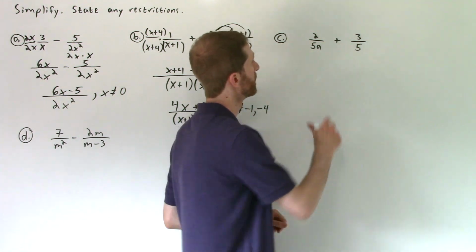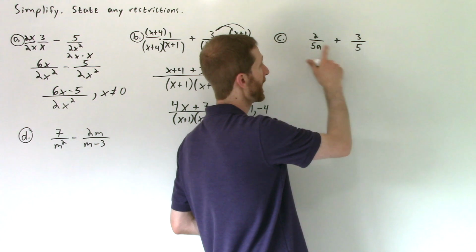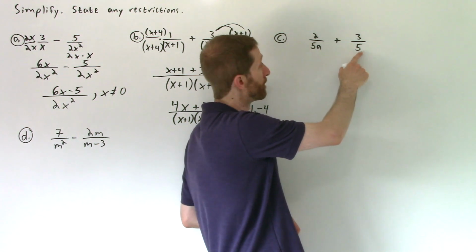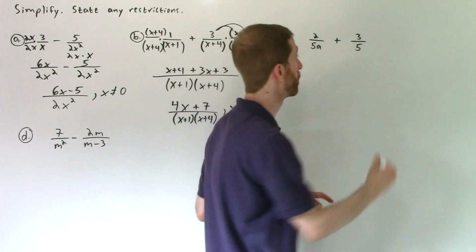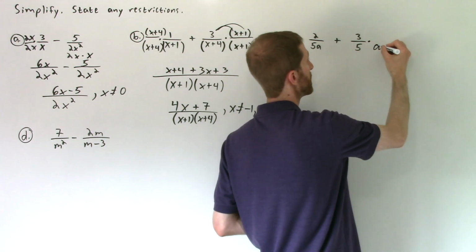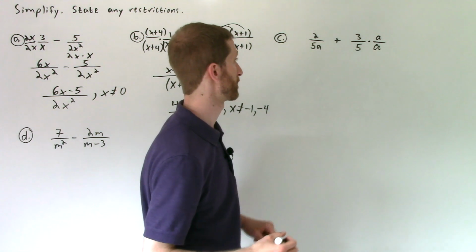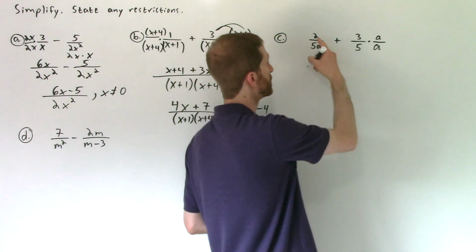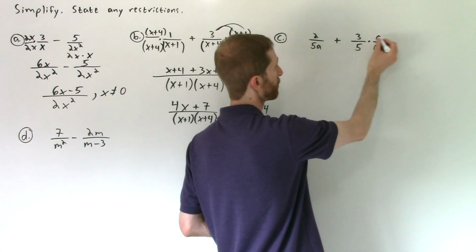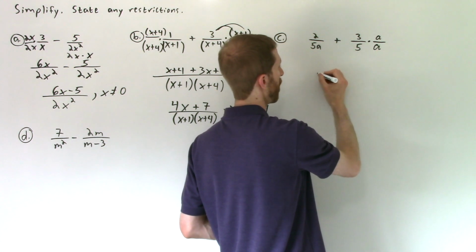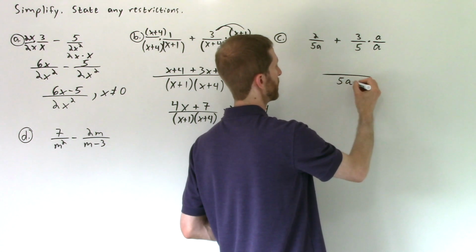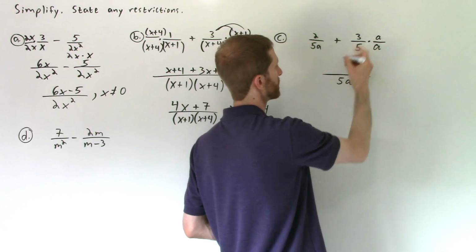Let's take a look. 5a has everything that 5 has. 5 doesn't have an a, so we'll make it have an a. We want to make them equal by multiplying by as few things as possible, as few factors as possible. So that gives me 2 over 5a and then 3a over 5a. So that's going to be over 5a, that's our common denominator. You're now combining 2 plus 3a.